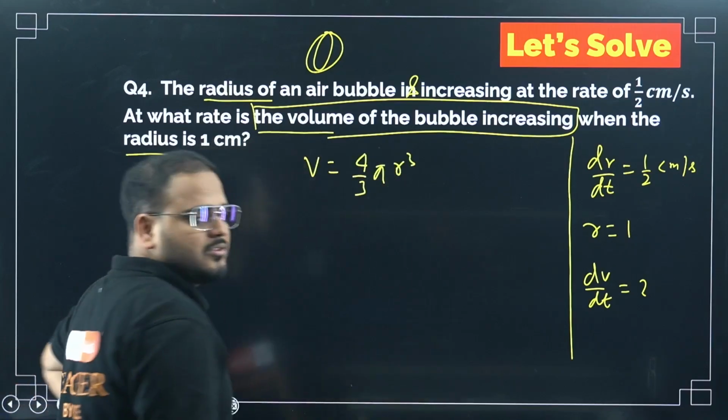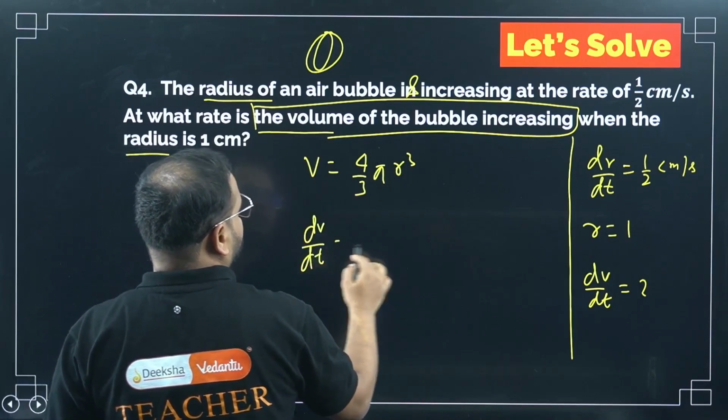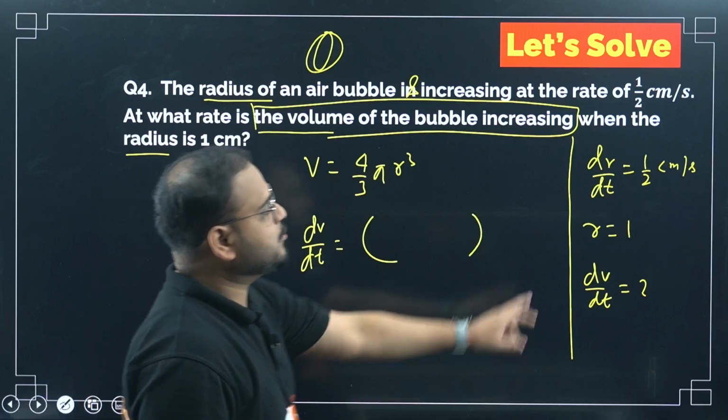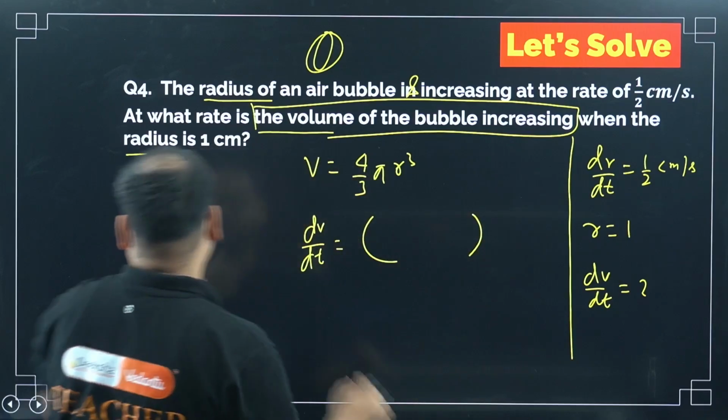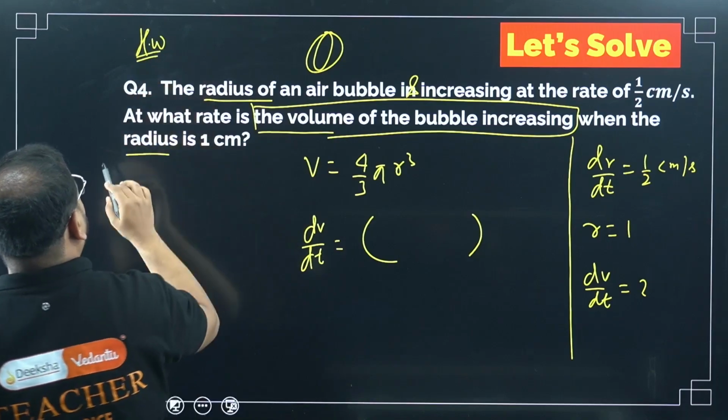I'm not going to solve this question. You have to find dV by dt. Get this expression. Put the known values of r and dr by dt in this. So this is going to be your homework. You have to solve it and give me the answer in the comments.